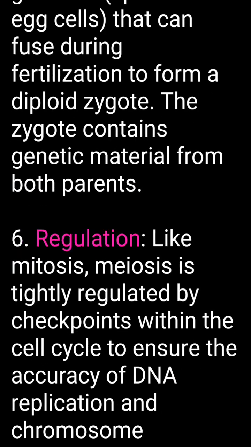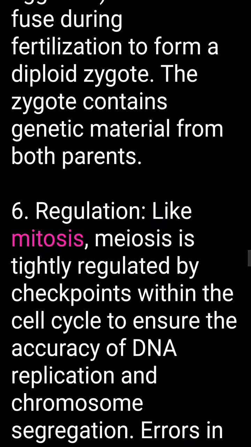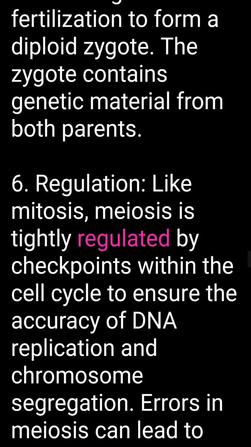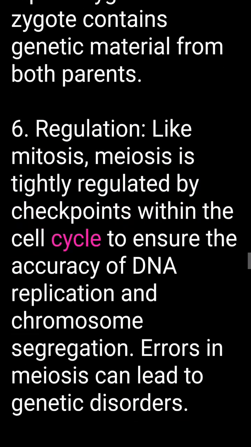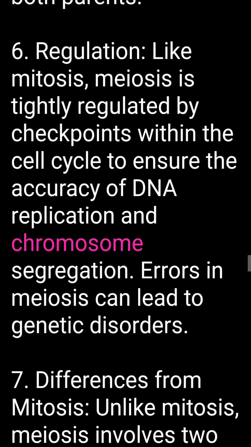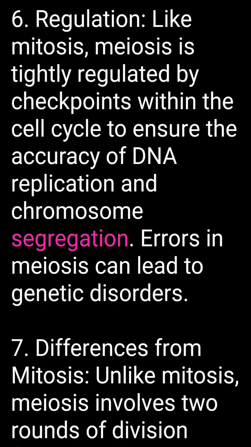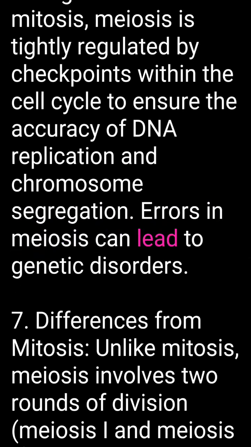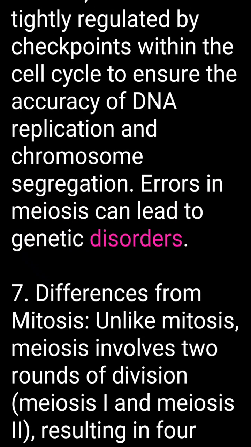6. Regulation. Like mitosis, meiosis is tightly regulated by checkpoints within the cell cycle to ensure the accuracy of DNA replication and chromosome segregation. Errors in meiosis can lead to genetic disorders.